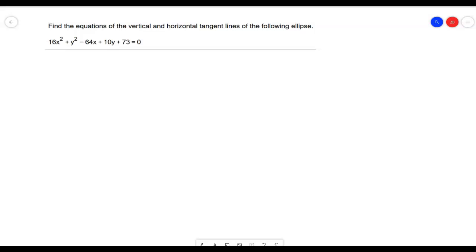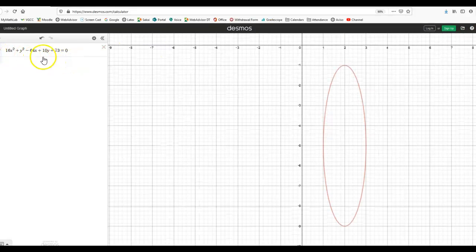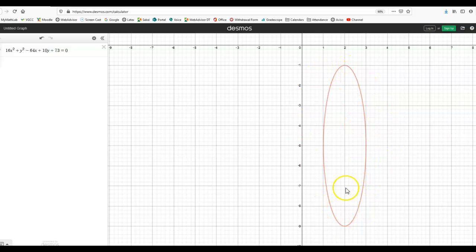But if you want to, what you can do right now is go to something like Desmos here, and you can type in that equation and graph it like this, just to get an idea of what that's going to look like. So the vertical axis is going to be the major axis, the horizontal axis will be the minor axis, and this thing is being pulled vertically. Looks like the center is going to be at (2, -5) here. And so this is what it looks like.